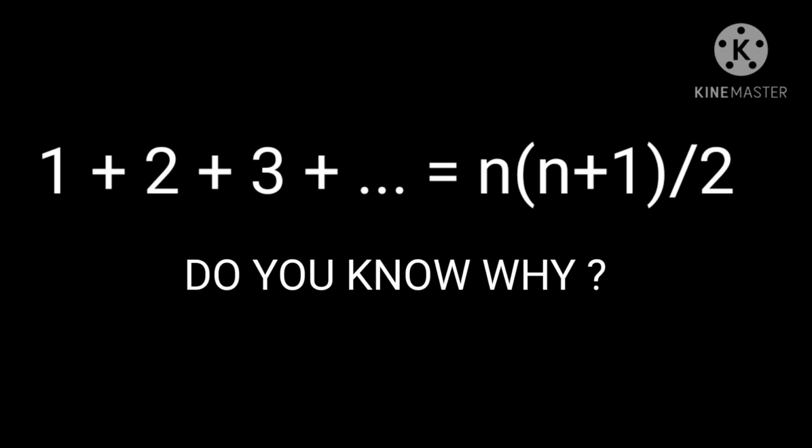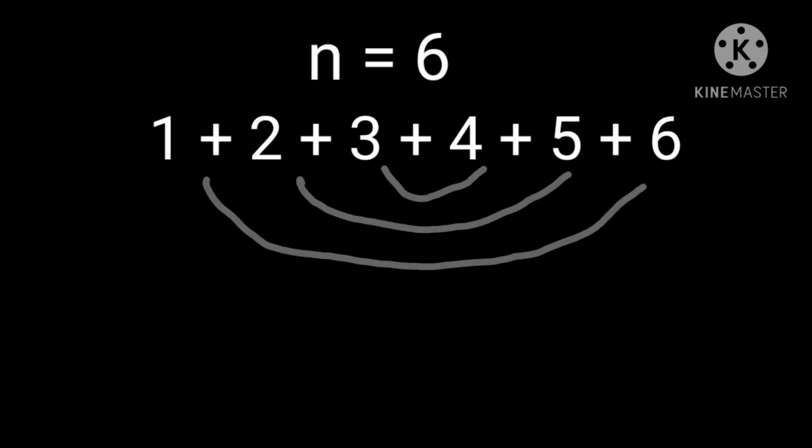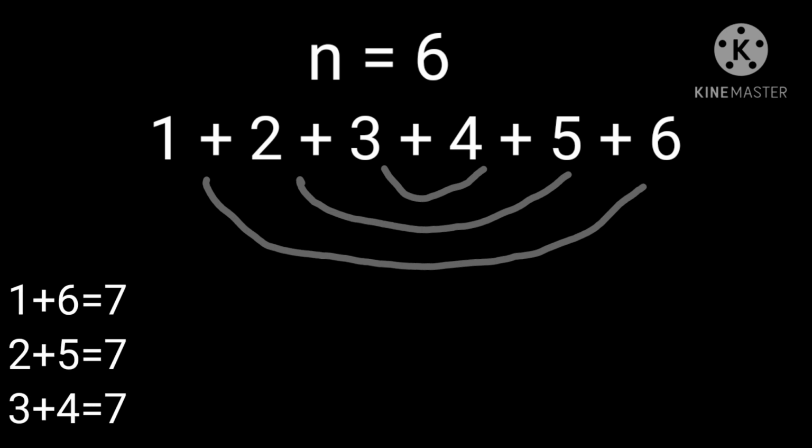And today we will see a 1 minute formula for summation of all the natural numbers from 1 to n. For simplicity, we will take n as 6. Here, rather than doing linear addition, we will do addition of 1 with 6, or 2 with 5, and 3 with 4. 1 plus 6 gives us the answer 7.